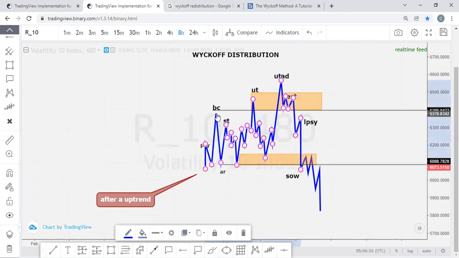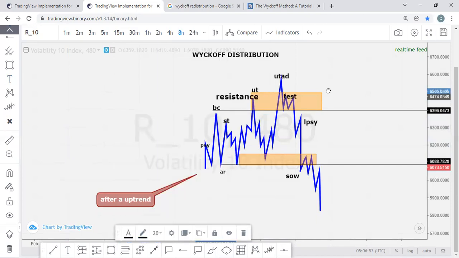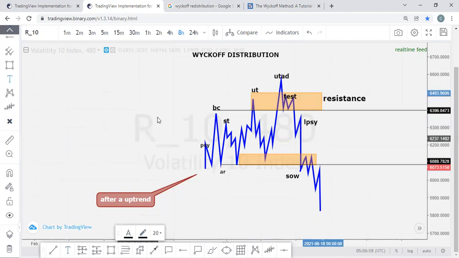So all this area is your resistance area. All this area here, resistance. So we can label that, right, to be clearer. So this area is your resistance and the area below is your support. This area here is your resistance, this point here. And down here is your support, the same concept as the previous video.